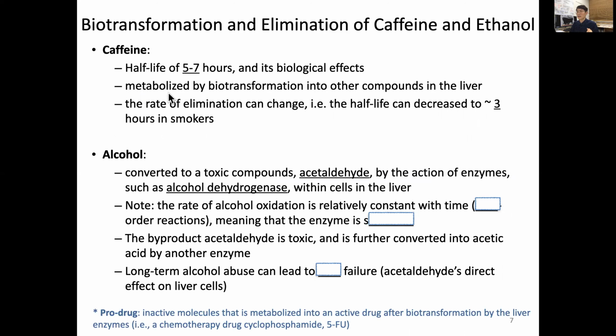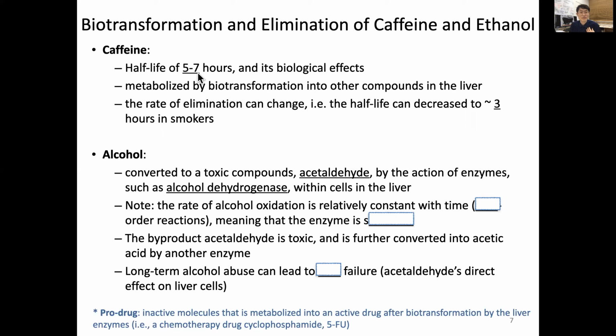Caffeine is also metabolized by biotransformation into other compounds in the liver. Interestingly, I sometimes enjoy drinking coffee, but I tend not to drink coffee late afternoon because it may interfere with my sleeping. But in the morning, probably okay, because the half-life is quite long, let's say about 6 hours. So I wouldn't drink coffee after 6 p.m.